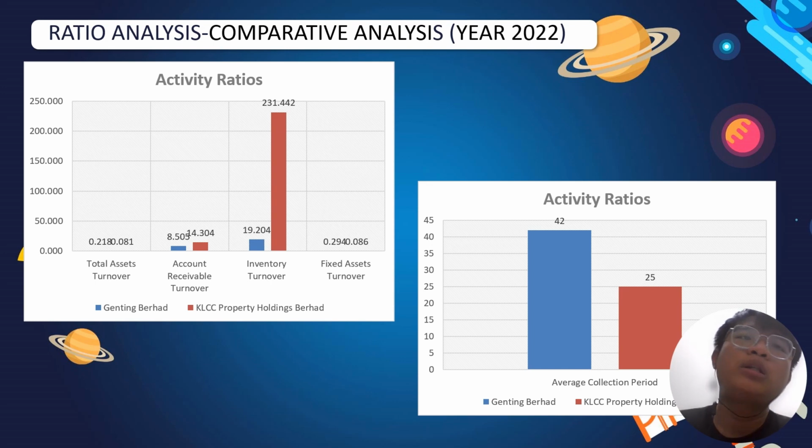And the account receivable turnover and the inventory turnover show that KLCC Property Holding Berhad is higher than Genting Berhad. And the last, the average collection period, shows that Genting Berhad uses 42 days to collect receivables, and KLCC Property Holding Berhad uses 25 days to collect theirs.